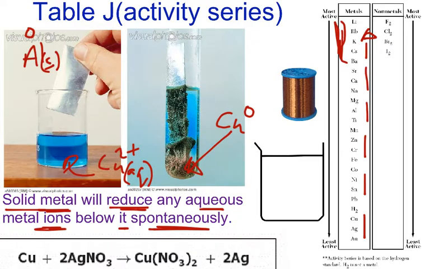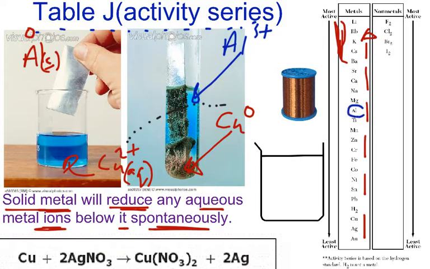So if you notice, the copper is going from 2 plus to 0, right? So that copper ions in solution got reduced. And on the flip side, Al went from Al0 to Al3 plus in solution. So we can see that the Al got oxidized. If we look on our Table J over here and we find Al right here, Al in the solid phase is higher than copper when it was in the aqueous phase. So Al was solid and copper was aqueous. This reaction will take place naturally and spontaneously.